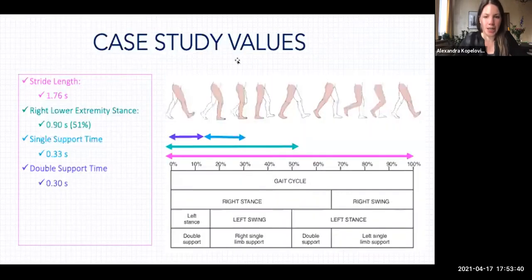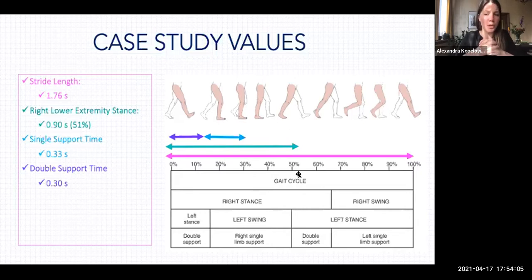So let's take a look at our values. We have our entire gait cycle, which took 1.76 seconds to complete for our case study. Right lower extremity stance is 0.90 seconds, which is only 51% of the gait cycle. We expected it to be 60%, but it's 50% of the gait cycle compared to the norms. Single support time is 0.33 seconds.